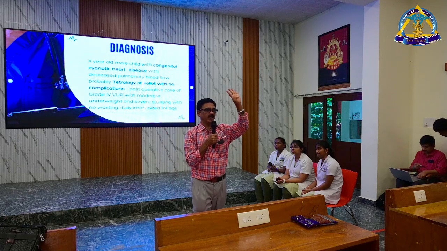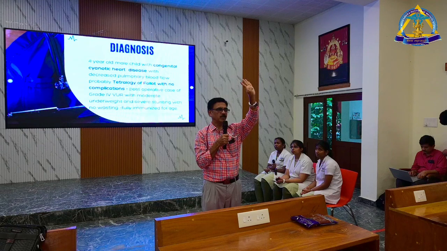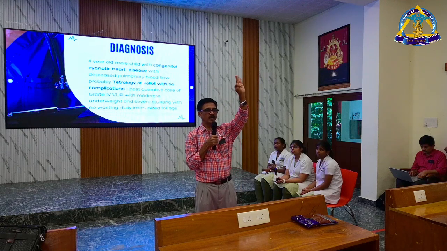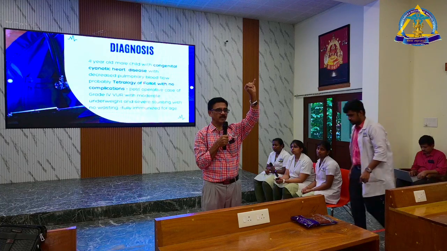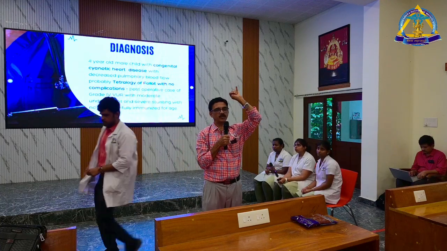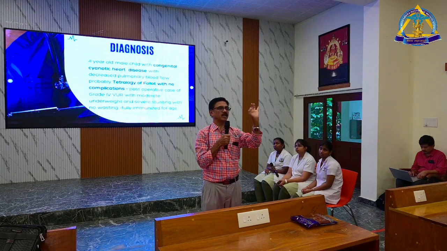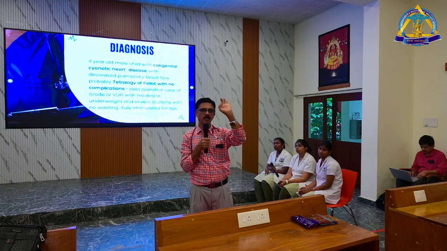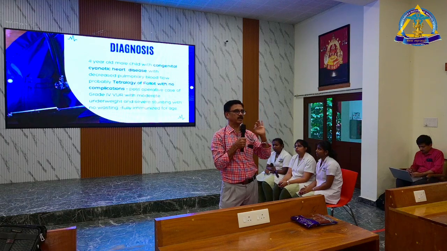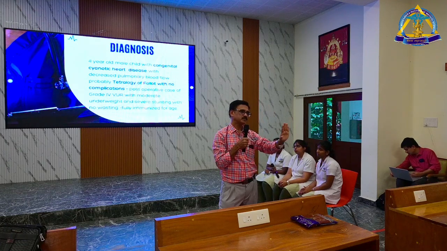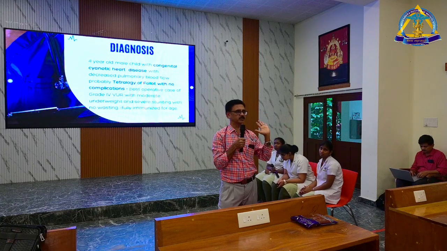The classical finding in tetralogy of Fallot: the child will have central cyanosis, the pulse will be unremarkable, the precordium will be silent, and there is no cardiomegaly. The classical finding you are getting is a silent precordium and a single loud S2. Single loud S2. That is a classical finding. Whenever you are getting no murmur, that means critical pulmonary stenosis.